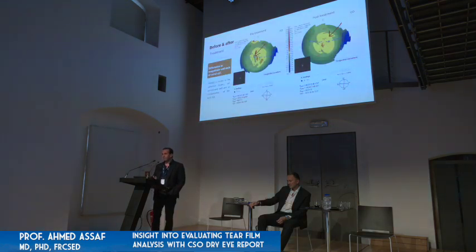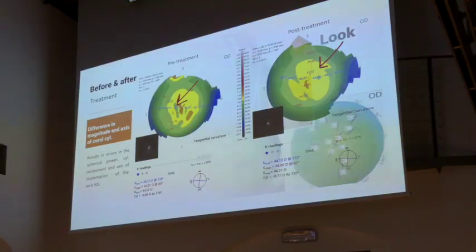Again, this is another example of a patient before and after treatment of dry eye. You can see that after 2 weeks of treatment of dry eye, the cornea has very much more regular astigmatism compared to the preoperative values.